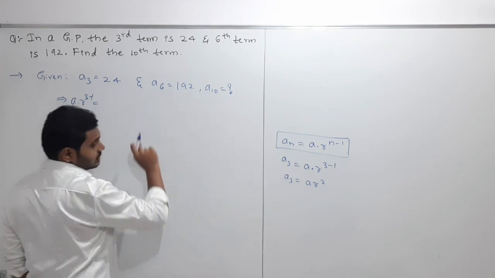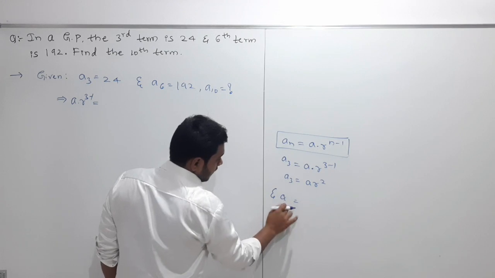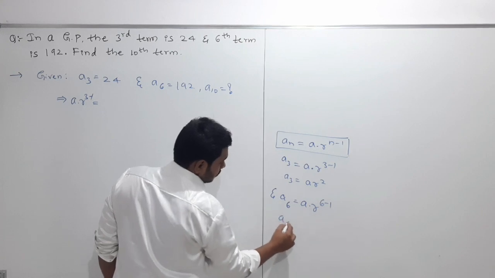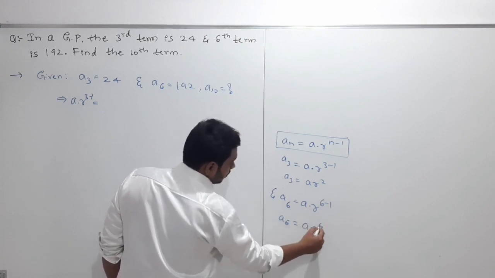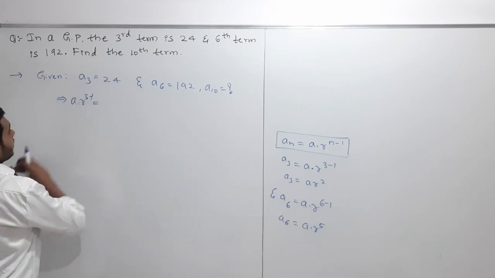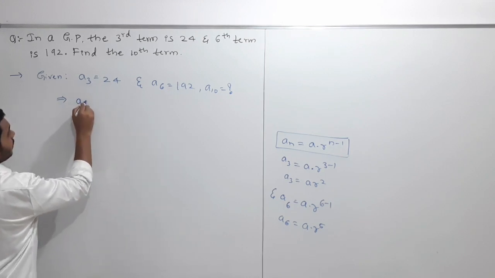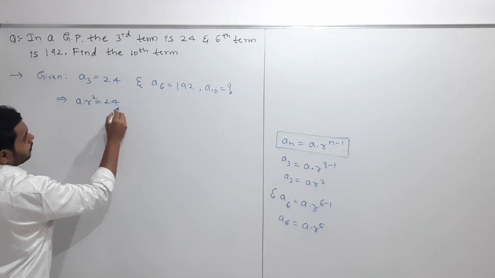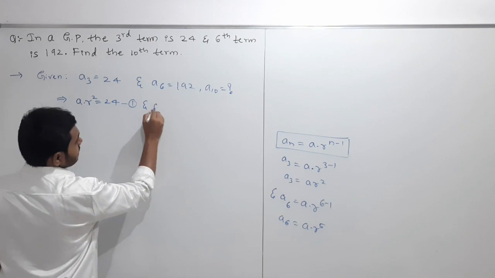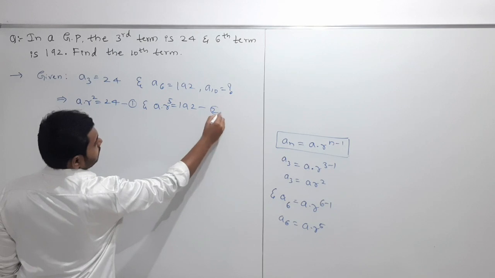Like that, a6 is also given to you. And how do we write a6, my dear students? a6 can be written as a into r to the power 6 minus 1, so a6 is equal to a into r to the power 5. Clear? So a3 is equal to 24, which implies a into r square is equal to 24. Call this equation 1. And a6 is a into r to the power 5 is equal to 192. Call this equation 2.